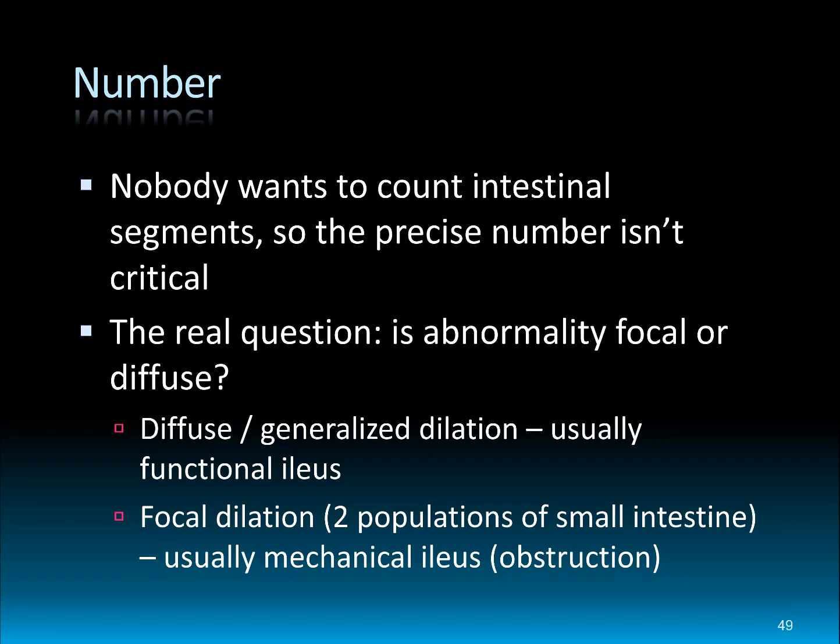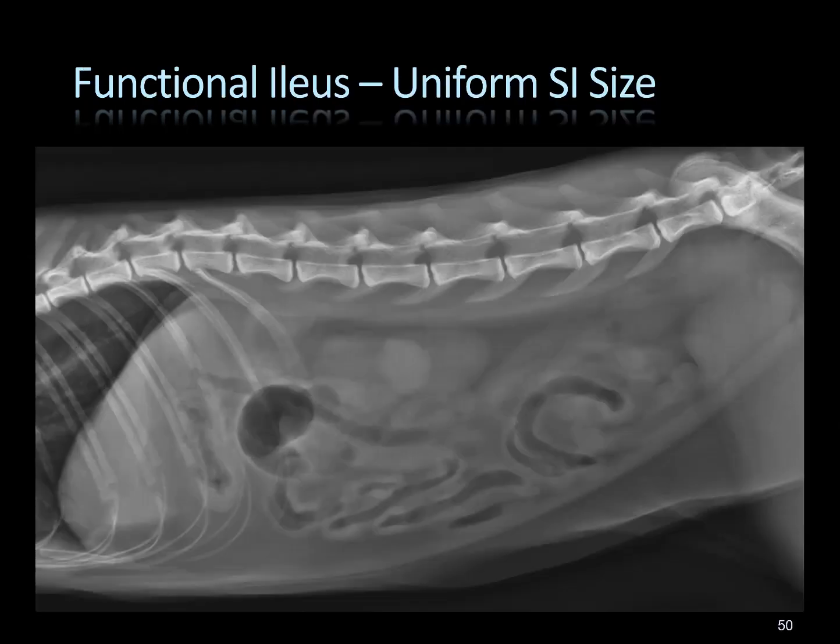In terms of counting for the radiographic findings, no one really wants to count the exact number of small intestinal loops, so that's not really the focus of this section. The real focus is going to be when we see an abnormality, does it affect all of the small intestinal segments or only some of them. And so if we see an abnormality that's diffuse, affecting really all or most of the small intestine, that's more likely to be a functional ileus, a non-obstructive thing. If the dilation is more focal, so a few segments are affected and others are not, that's much more concerning for an obstruction, a mechanical ileus.